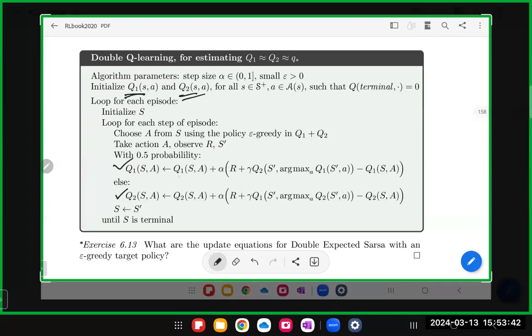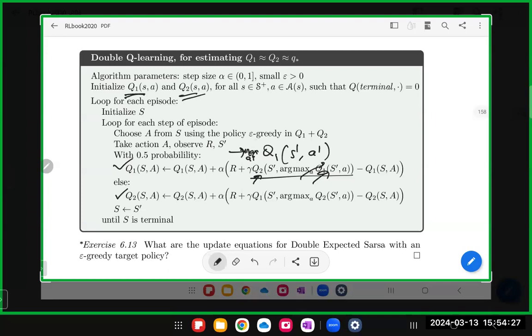So you would have just written here Q1 of S dash comma A dash. Instead of that, you are writing this, where you get the best action using Q1, and then you find the estimate of the Q value using Q2. So you throw a coin toss and decide which Q estimate you want to update, and once you decide that, instead of using this expression in your update, you get the argmax using one of the Qs and the actual value using the other Q.